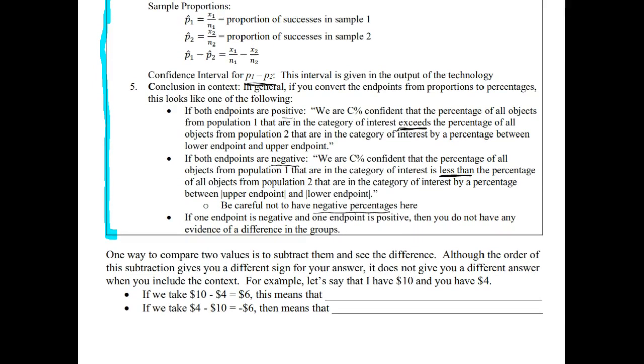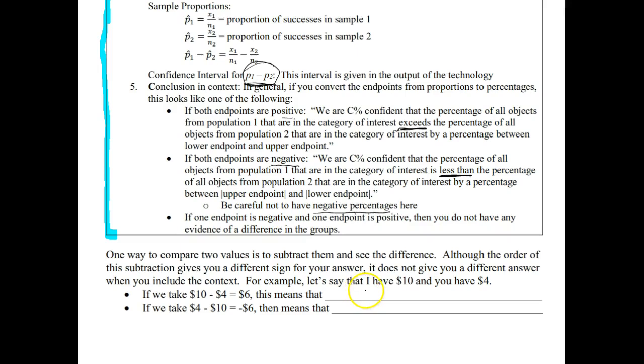All right, so that's a lot of words and a little bit of new context here. So we're going to back up for just a second and look at something simple with just numbers. One way to compare two values is to subtract them and to see the difference, which is what we're doing in this section. We're subtracting parameters and looking at the difference between them. So although the order of this subtraction gives you a different sign for your answer, it does not give you a different answer when you include the context. So what do we mean by that?